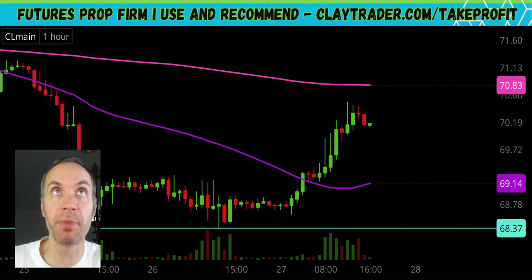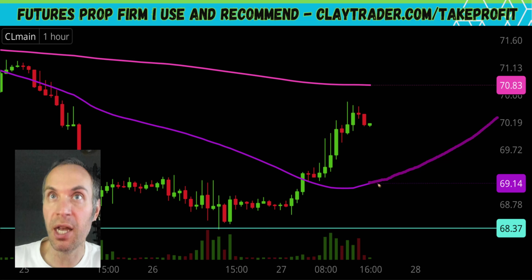Support-wise, what I'm very curious about now is notice how this purple line here had been going down, down, down, down, but it actually has started to curl upwards ever so slightly. So the longer the price stays above it, that line's going to curl itself up even more and become basically an uptrending trend line. So I'm very curious, can that happen?